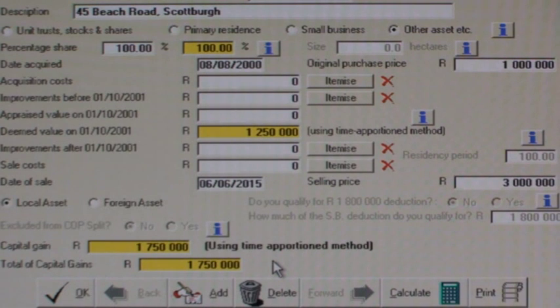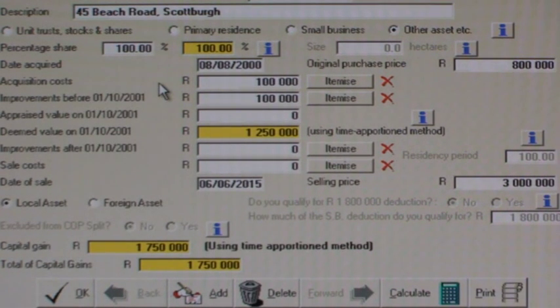If we say that acquisition costs and improvements before the valuation date are 100,000 rand each and we reduce the purchase price by 200,000, there you can see I've added 100,000 rand acquisition costs and 100,000 rand improvements before the valuation date, and I've reduced the original purchase price from 1 million to 800,000. And then we can see our answer is exactly the same. The calculator has added the 200,000 rand expenses to the new purchase price of 800,000 to make 1 million, so the gain answer is the same.